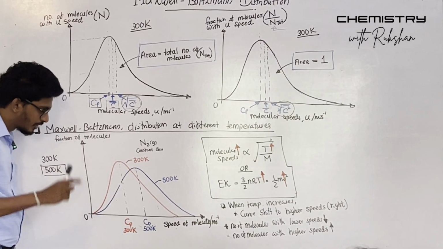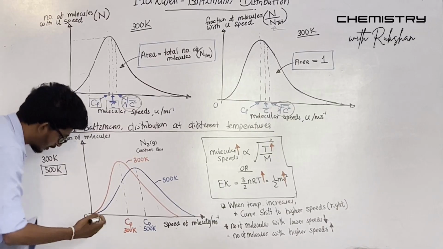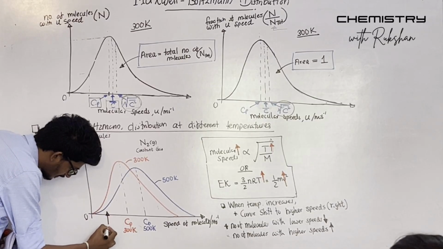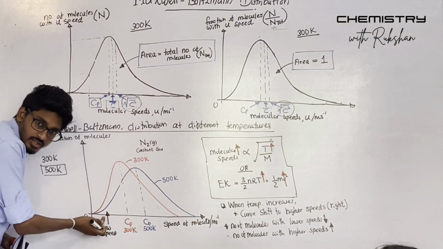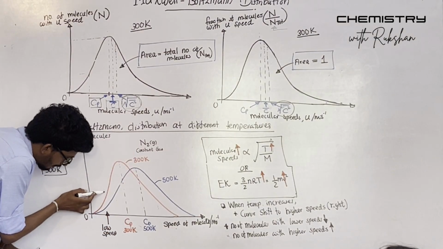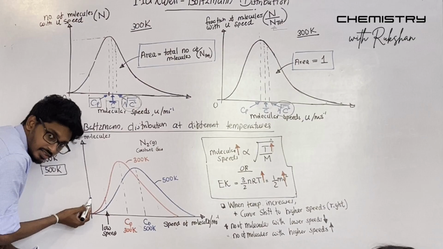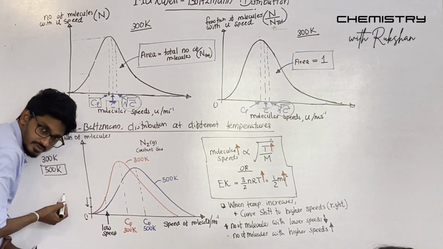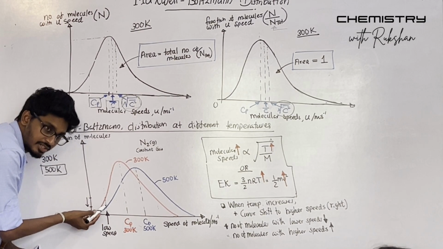Number of molecules with lower speeds. With the red curve, if you think of lower speeds like this, this is the low speed situation. Means speed is a low value. Okay? Look, the number of molecules with lower speeds was this much earlier in the red color. When the temperature is increased, it decreases, right? Number of molecules with lower speeds decreases with the temperature increase.